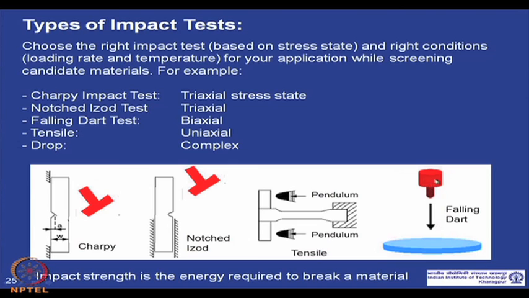Another test is where a load is allowed to drop from a height on a circular disc, and it can break this material or it can make a hole, just a hole, depending upon the energy. The amount of energy required to break this material is again the impact energy for this plate. And drop test is basically taking the specimen and dropping it from a certain height, which is a very complex phenomenon.